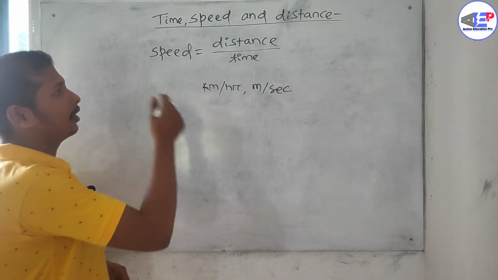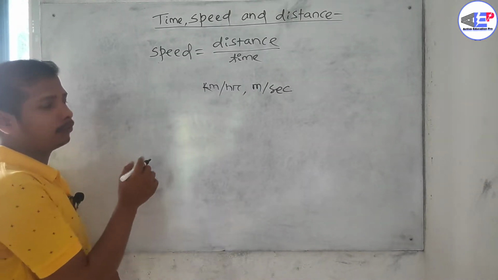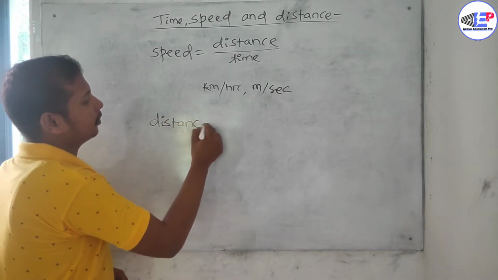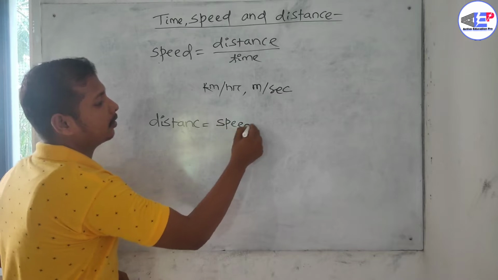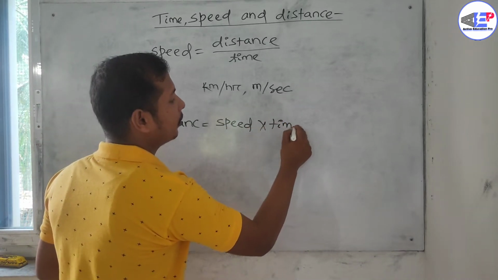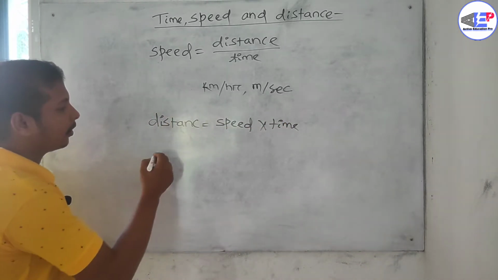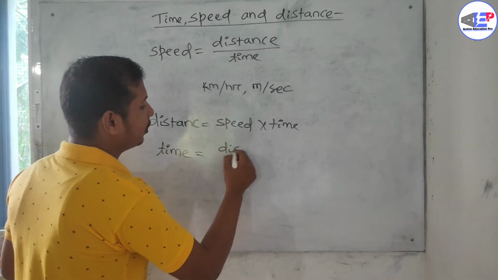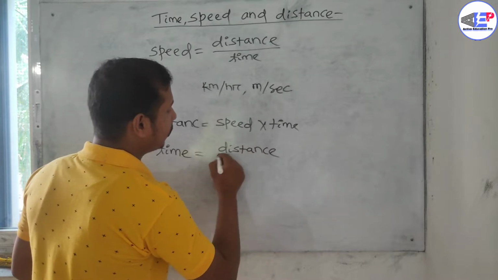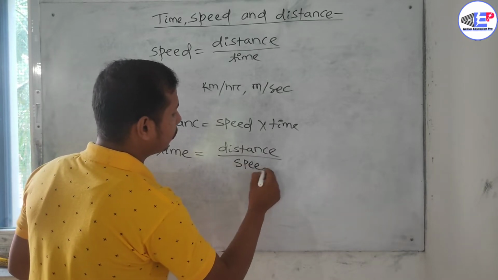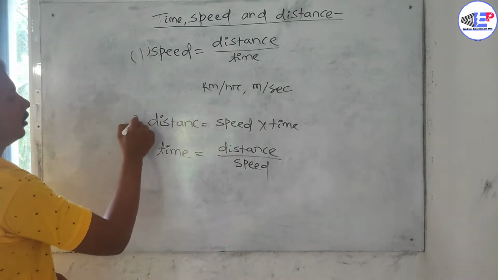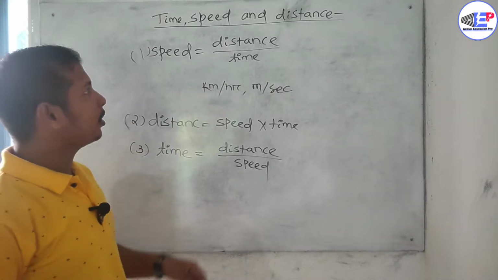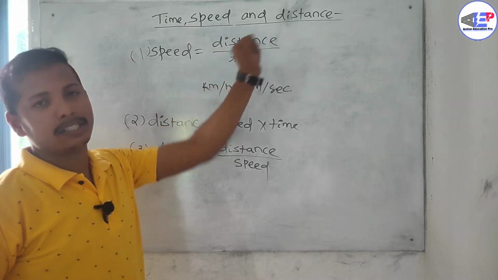From here we can find the formula for distance. So the formula for distance will be speed into time, and the formula for time will be distance divided by speed. From these three formulas we can solve problems related to time, speed and distance.